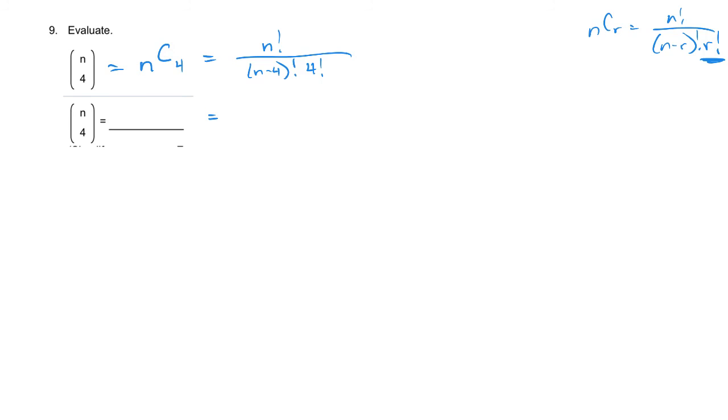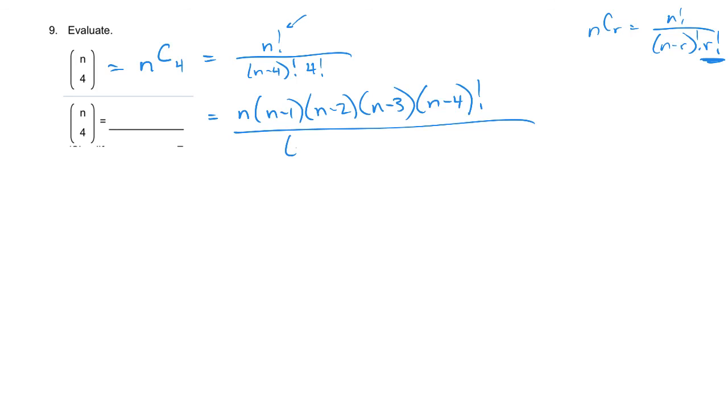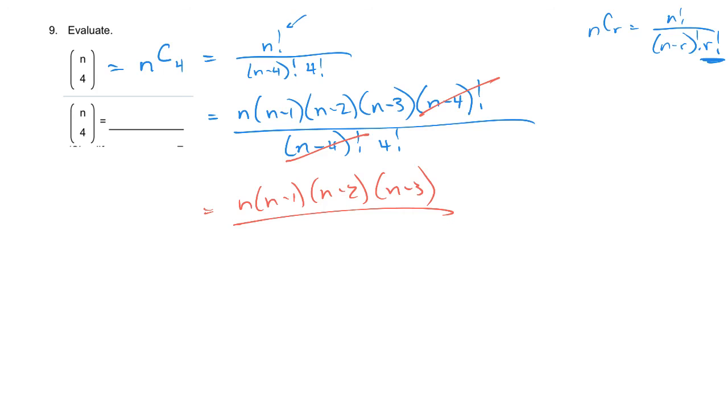Okay, similar to what I did in that last question, I'm going to expand n factorial. So it'll be n times n minus 1 times n minus 2, and I'm going to keep going until I see that I have the same thing as what I have on the bottom. So these n minus 4 factorials cancel out. So I'm left with n times n minus 1 times n minus 2 times n minus 3 all over whatever 4 times 3 times 2 is. I think it's 24. So that's how you can simplify that one.